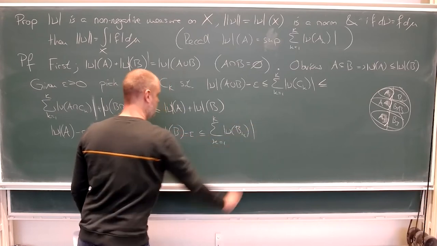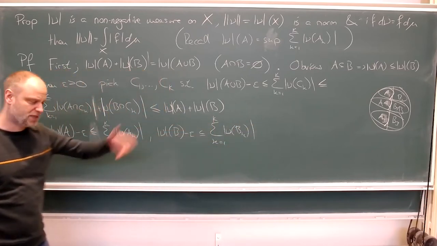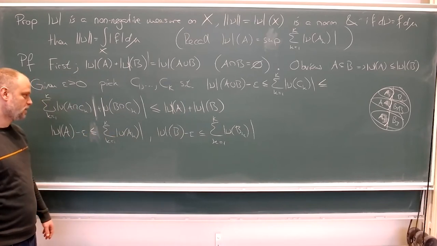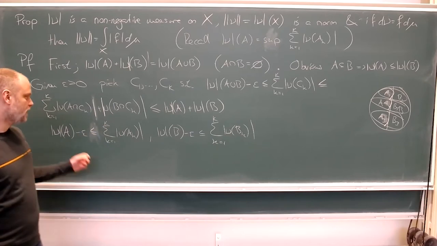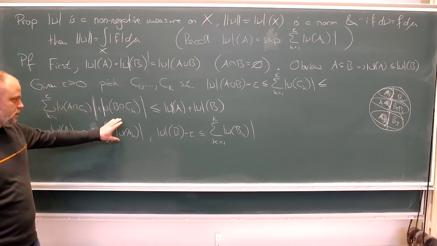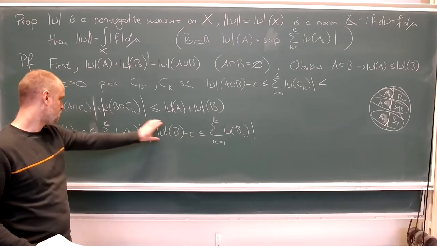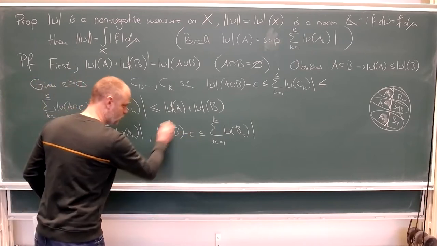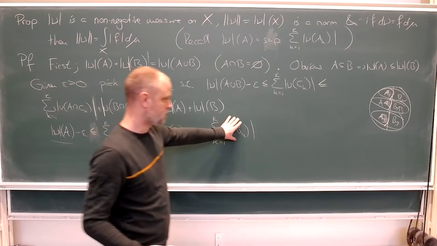Okay, so we can do this. And maybe I need a different k here and a different k there, but then I can just fill up here with void sets. So we can assume that that is the same k. And now I do this one plus that one. I get this sum plus that sum. This one plus this one will be less than or equal to this sum plus this sum.